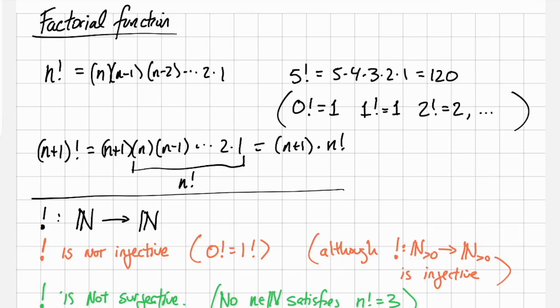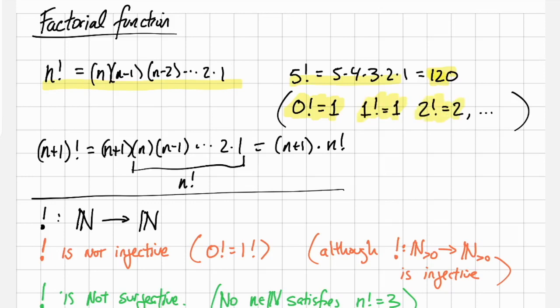Hi, welcome back. One more function that appears in computer science a lot, and that we saw when we were counting, is the factorial function. n factorial is n times n minus 1 times n minus 2 times dot dot dot times 2 times 1. So for example, 5 factorial is 5 times 4 times 3 times 2 times 1, which is 120. Do be aware that 0 factorial is defined and it's equal to 1, but then 1 factorial is 1, 2 factorial is 2, and so on.